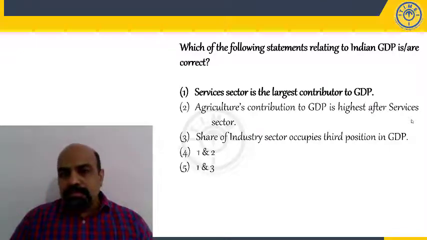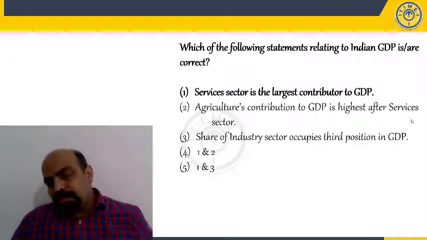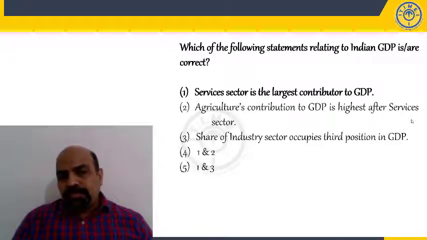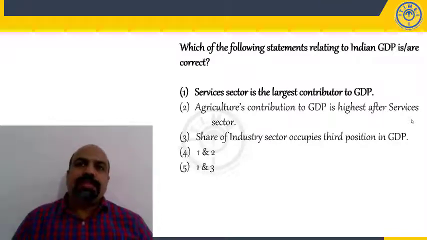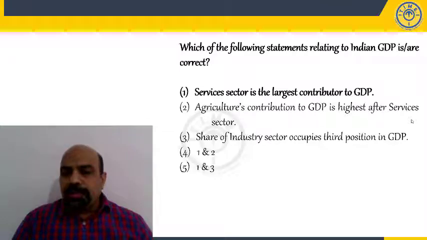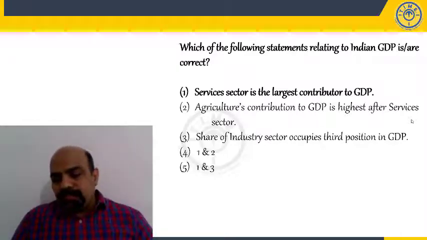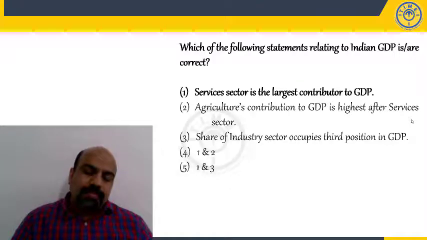First point, agriculture: 13.9. Second, industry: 28.3. And you will find that the total of agriculture with industry is about 42.2, if I am not wrong. Services: 57.8.